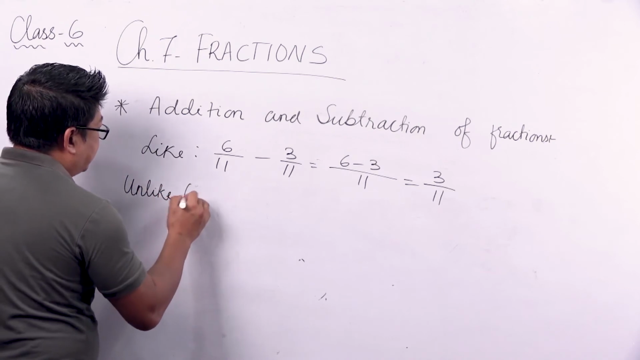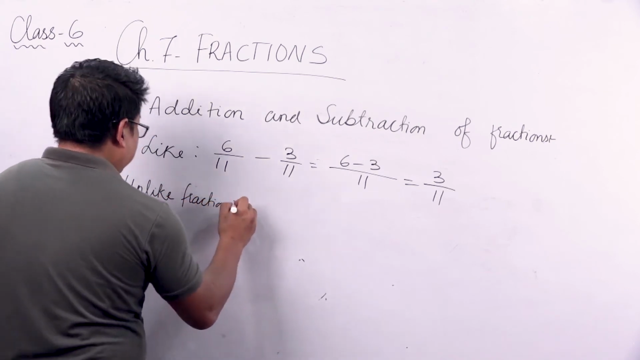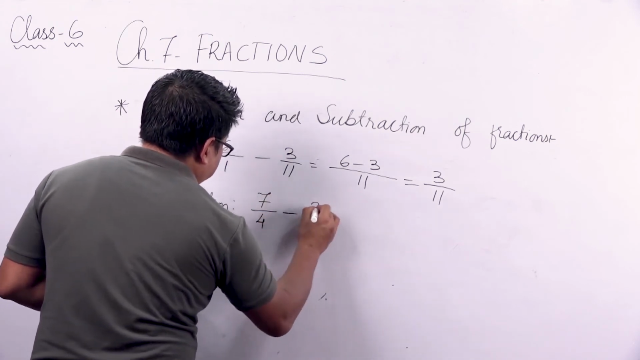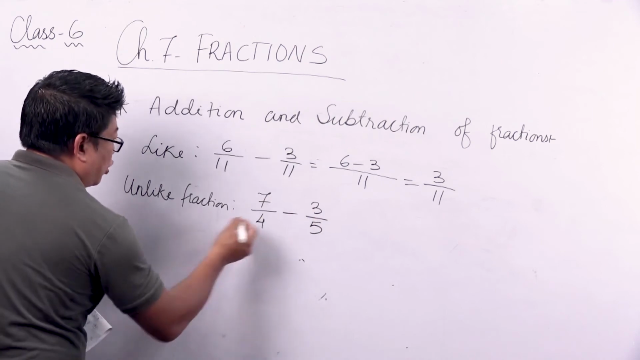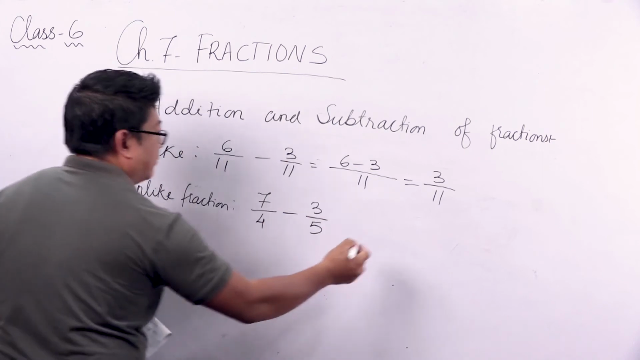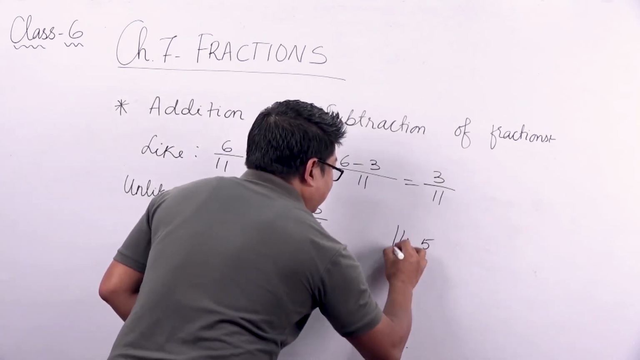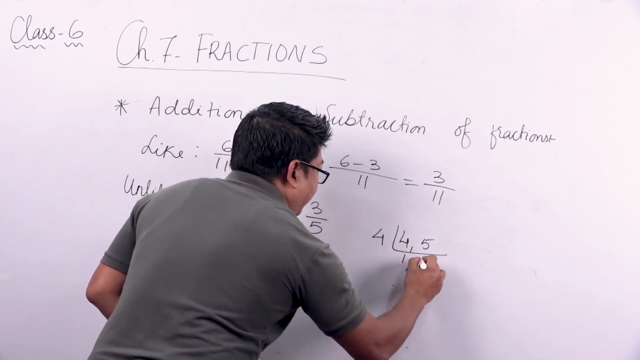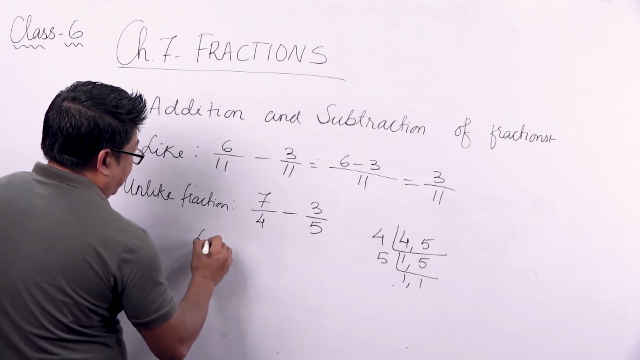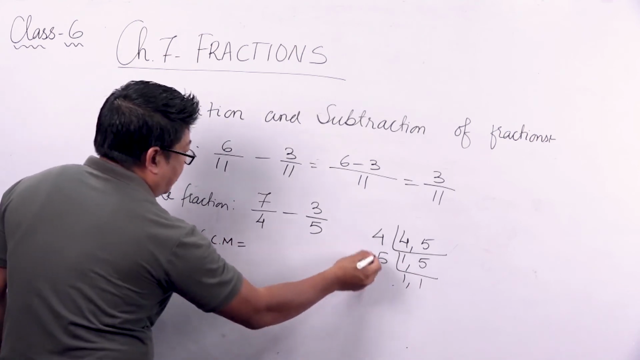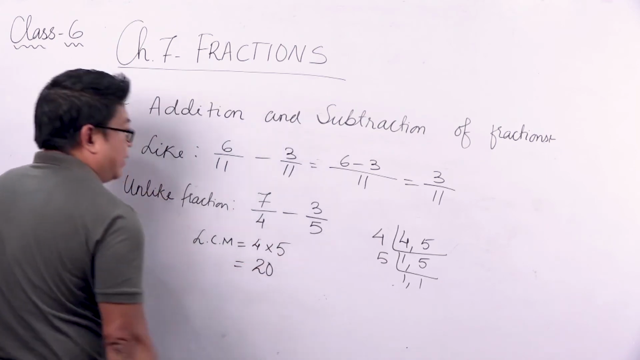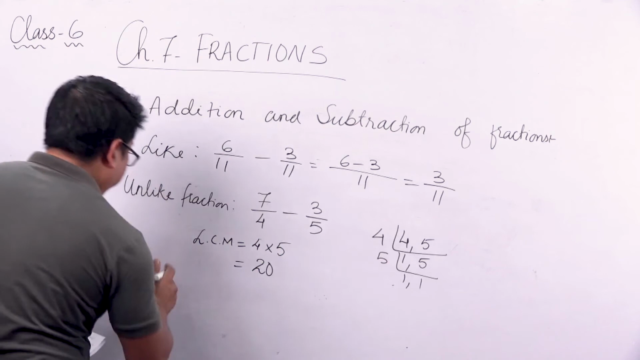Unlike fractions, on the other hand, let's take an example of 7 by 4 minus 3 by 5 again. Since both denominators are different, we will find the LCM in the same way as addition. LCM is equal to 4 into 5. We get 20, the same value as the previous question.